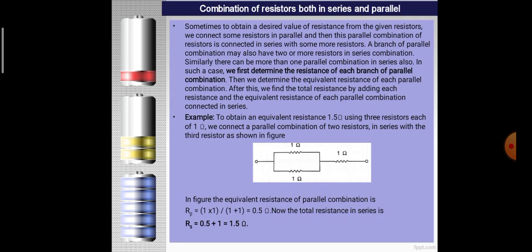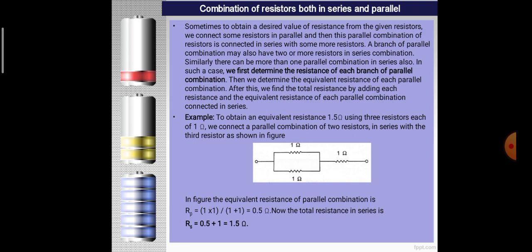Now let's see the combination of resistors both in series and parallel. Students, sometimes to obtain a desired value of resistance from the given resistors, we connect some resistors in parallel, and this parallel combination of resistors is connected in series with some more resistors as shown in the diagram. A branch of parallel combination may also have two or more resistors in series combination. Similarly, there can be more than one parallel combination in series also.